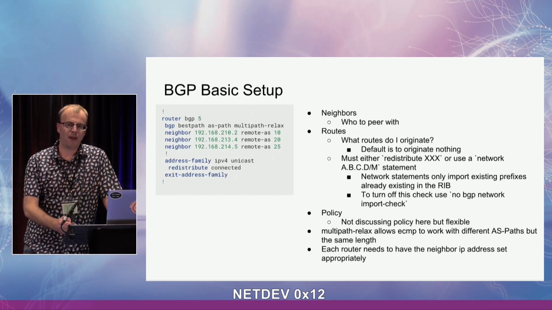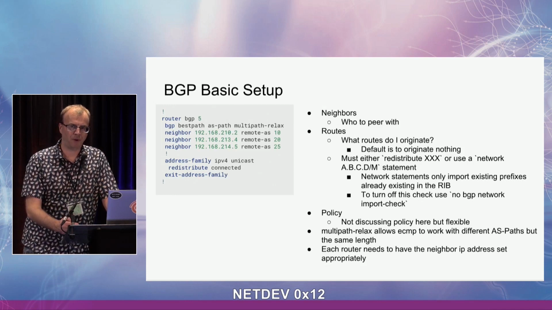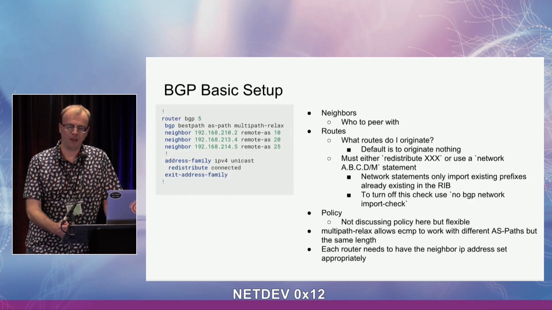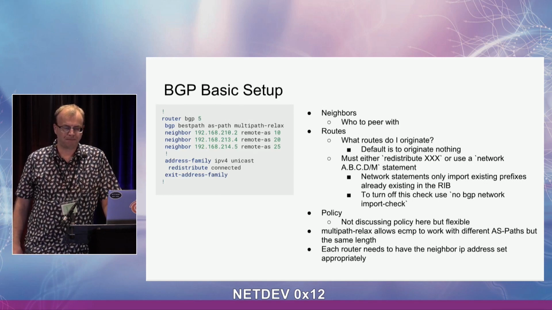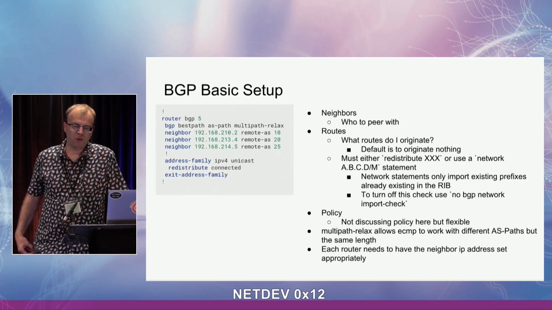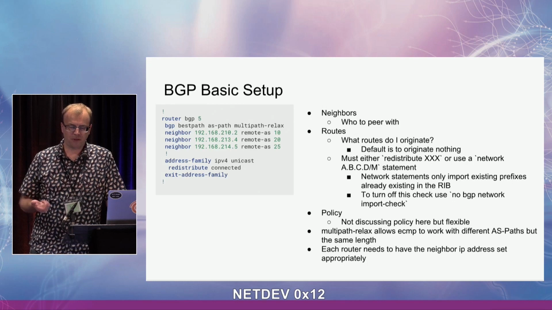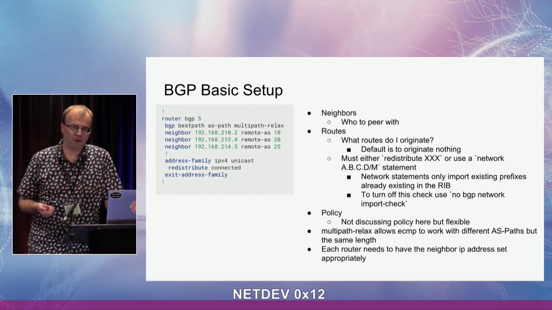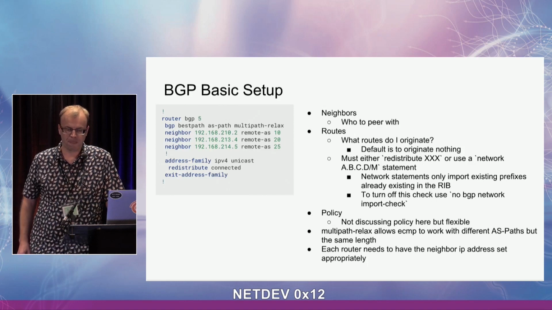BGP by default, if I set up neighbor relationships, will not move routes around or pass them from neighbor to neighbor. You have to tell BGP what routes to include. A common way to do this is to say redistribute connected. In BGP, you must use either a redistribute statement or a network statement. Network statements only import existing prefixes that are in the RIB. If you want to turn that off, you can do no bgp network import-check, and any network you've entered would automatically be included.